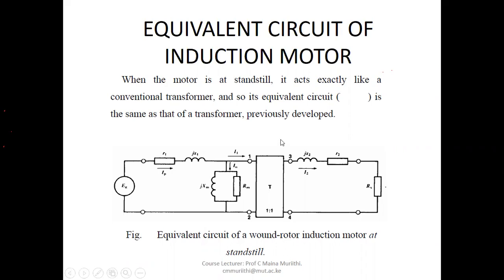In the case of the transformer, the magnetic linkage is a magnetic circuit formed by steel alloys. But in the case of the induction machine, it's an air gap. However, it is a small air gap. So this is how the induction machine would look like at standstill.